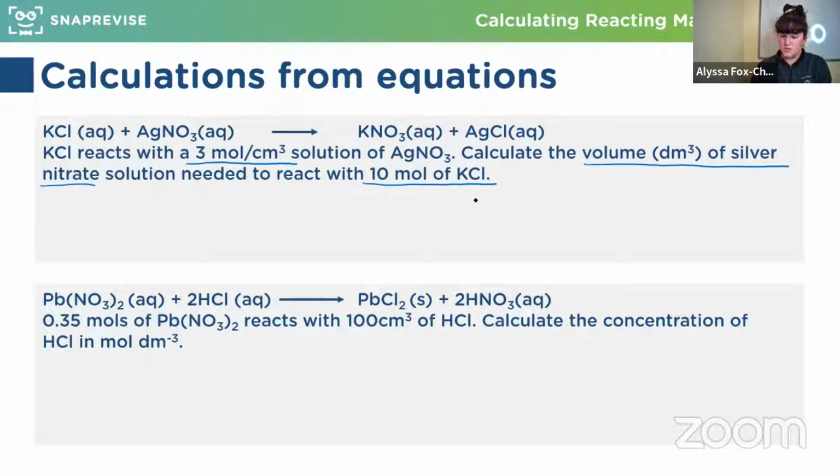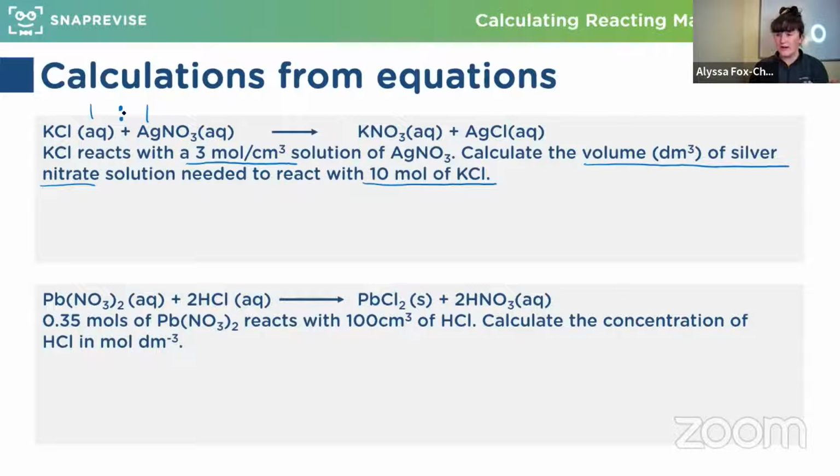I need to use the balanced equation. The balanced equation is basically like a recipe. For every one lot of KCl you have, you need another one lot of AgNO3. So that means they are in a ratio of 1 to 1. That means if I had 5 lots of KCl, I would need 5 lots of AgNO3. If I had 1,000 lots of KCl, I'd need 1,000 lots of AgNO3.